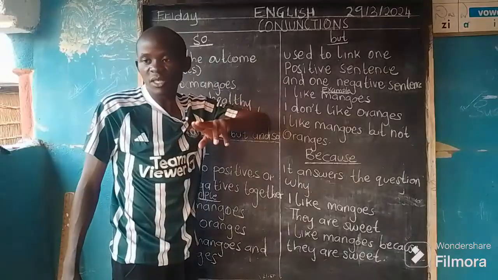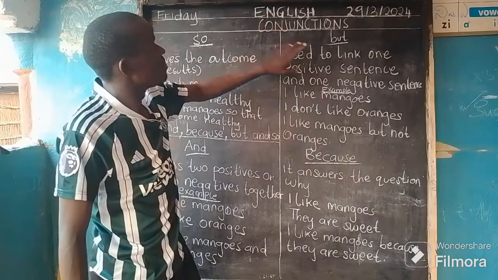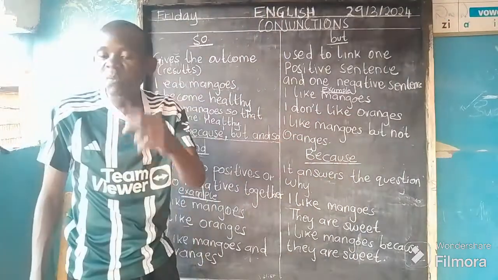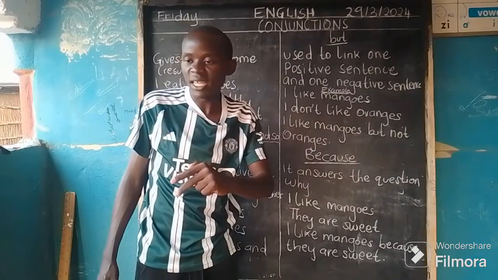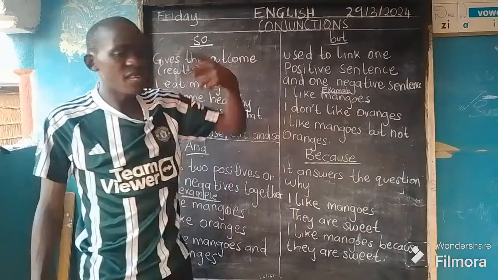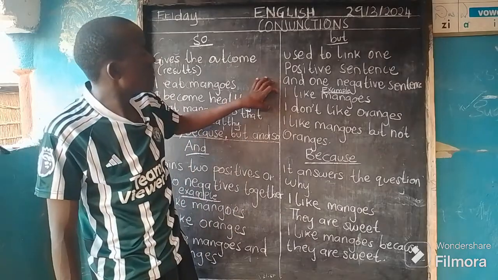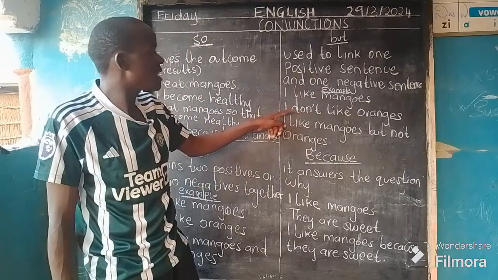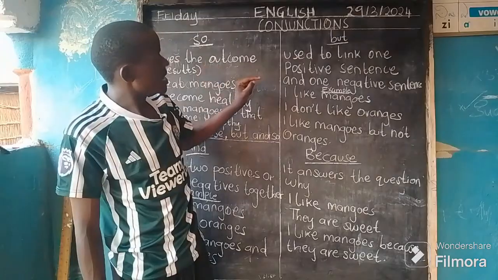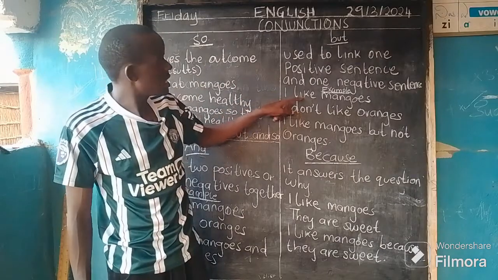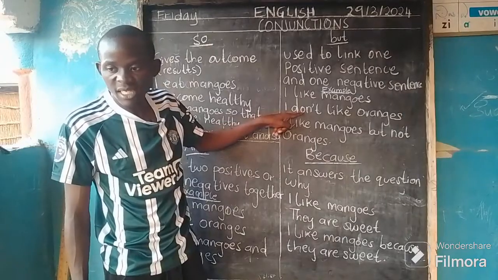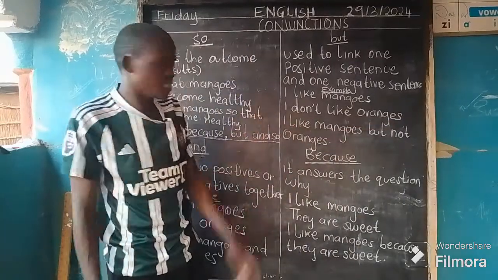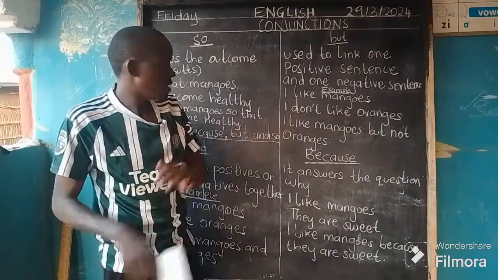Next we move to the use of but. But is our second type of conjunction. We said but is used to link a positive sentence and a negative sentence. In our example, the first sentence is I like mangoes. The second sentence is I don't like oranges. I like is positive and I don't like is negative. So when linking them together, you say I like mangoes but not oranges. Are we good there?